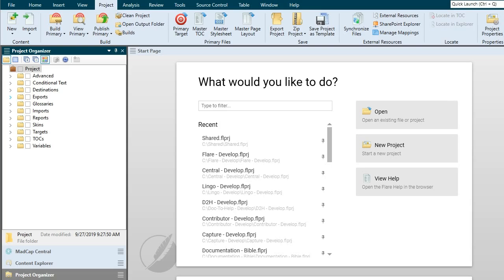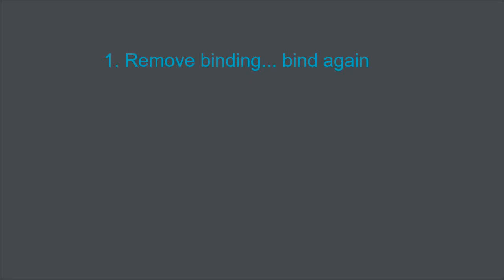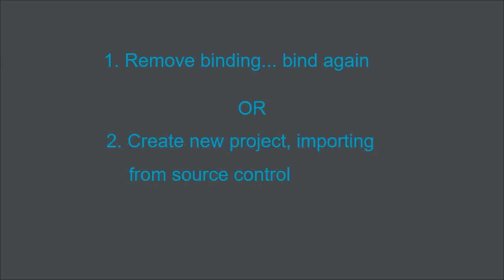Your first source control binding between Flare and a third-party provider should be done from the Flare interface rather than from another tool. If you already have a project that was bound using another tool, you have a couple of options. One option is to remove the binding and then bind again using the Flare interface. Another option is to create a new Flare project, importing your existing project from source control. This method allows you to retain the repository.